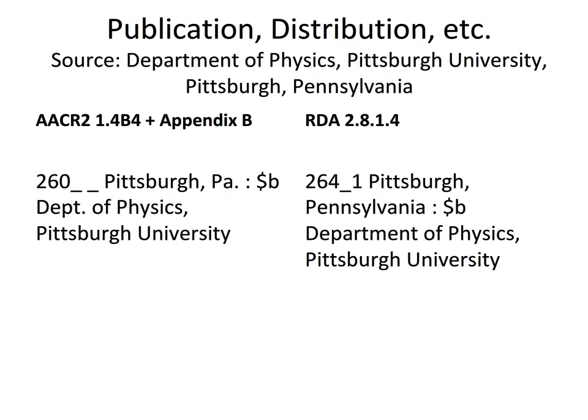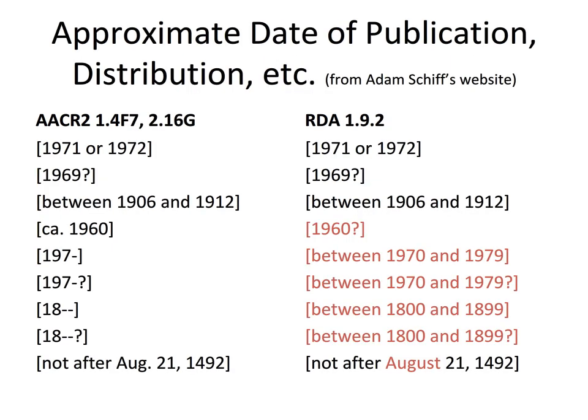AACR2 says to use abbreviations from Appendix B for certain pieces of information. In RDA, we generally don't abbreviate unless the abbreviation appears on the piece. Note here that Pennsylvania is spelled out, and so is department, because that's the way it appears on the resource. When catalogers can estimate a date of publication, they should do so in both AACR2 and RDA.